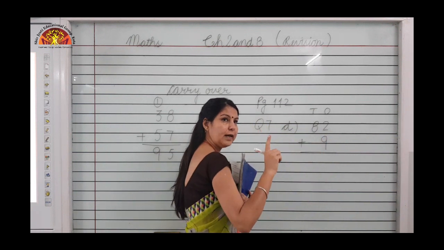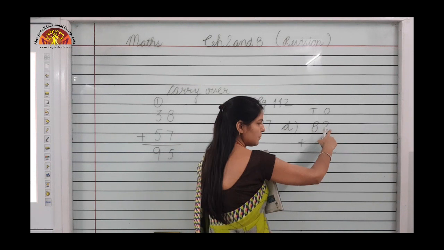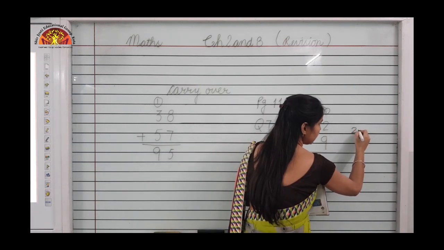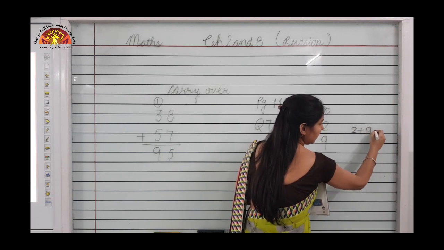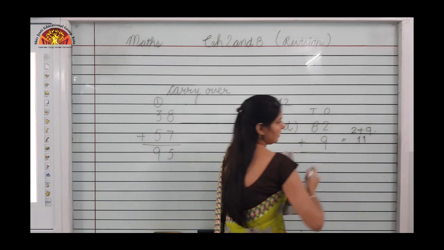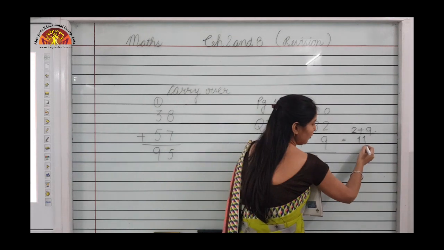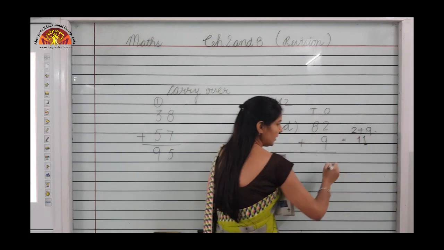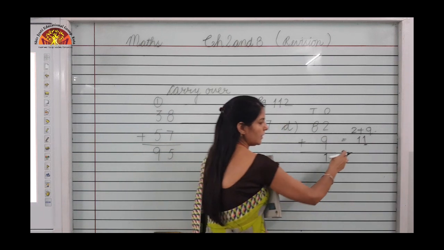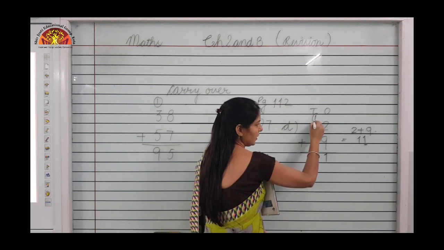First of all we will add the digits which are at ones place. Here 2 is at ones place and 9 is at ones place. So first of all we will add these two digits. 2 plus 9 equals 11. How many digits does 11 have? 11 has 2 digits. So what we will do, the digit which is at ones place we will write here below 2 and 9, and the other digit we will carry to the next digit here.